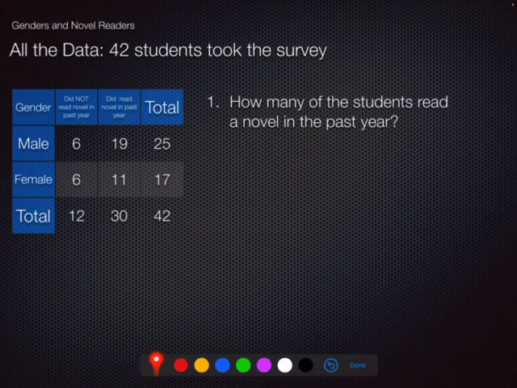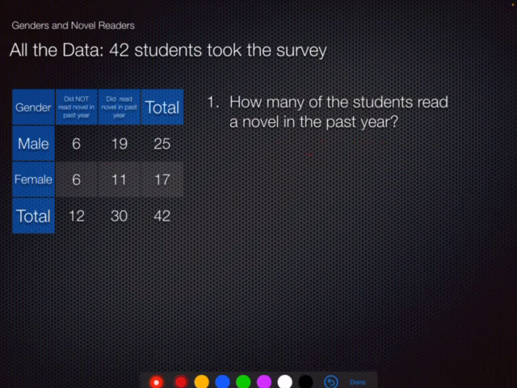How many of the students read a novel in the past year? Did read a novel in the past year. How many students? Well, that's 30 of them. 30 students. That's it. Easy enough.